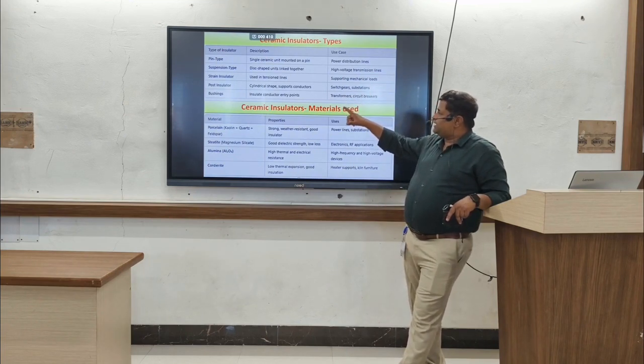Then post insulators, cylindrical in shape, support conductors. These are used in switchgears and substations.